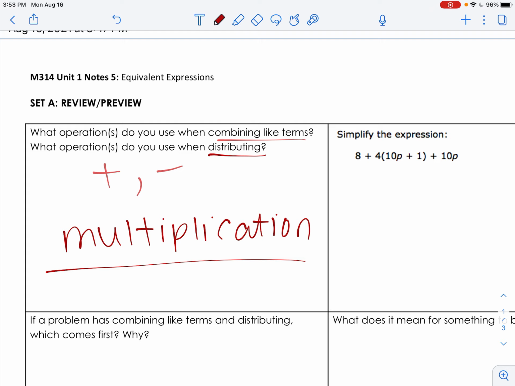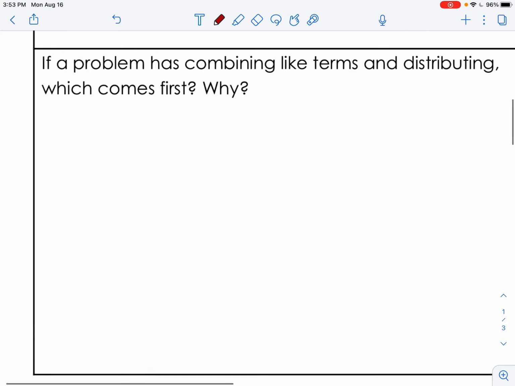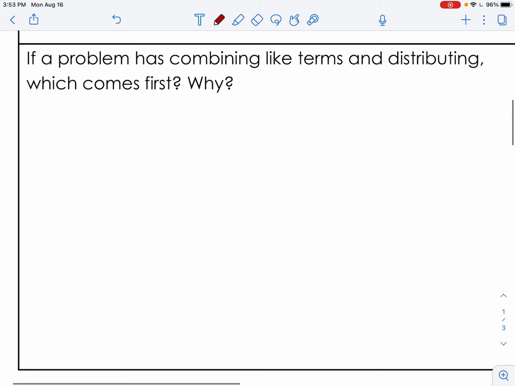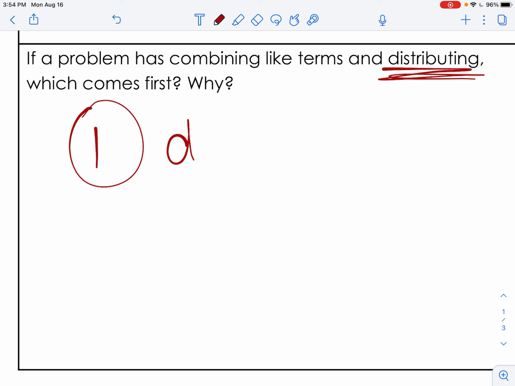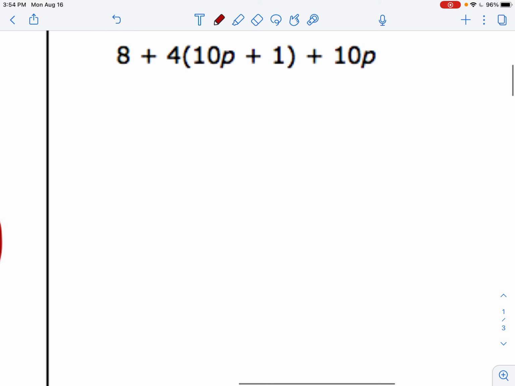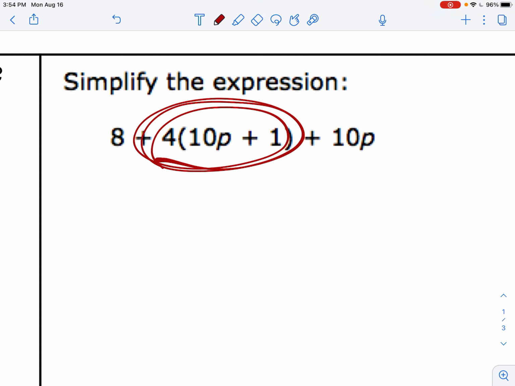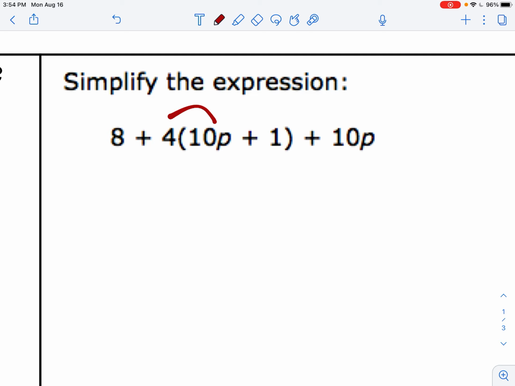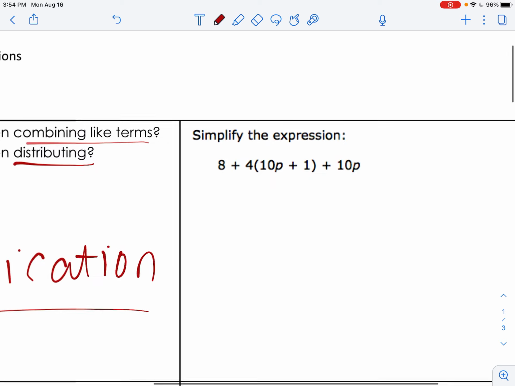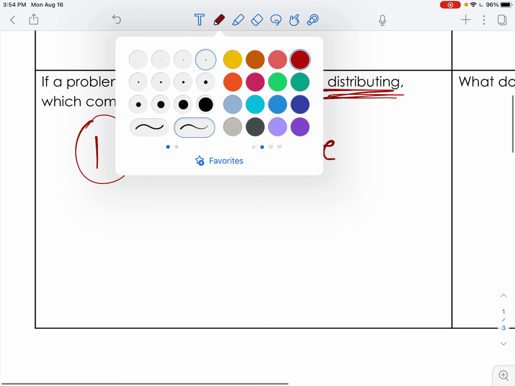So, what comes first? I'm going to move down here, so move along with me. It says, if a problem has combining like terms and distributing, which comes first? I'm going to tell you right now, it's always, always, always distributing. The first step is to distribute. And why is that? Well, in order to combine like terms, we have to add things together, right? So up here, we have a problem, and I can't add anything together until I get rid of these parentheses, right? And in order to get rid of the parentheses, I have to distribute. Okay? So a little preview of that problem. But hopefully that's becoming a little clearer.